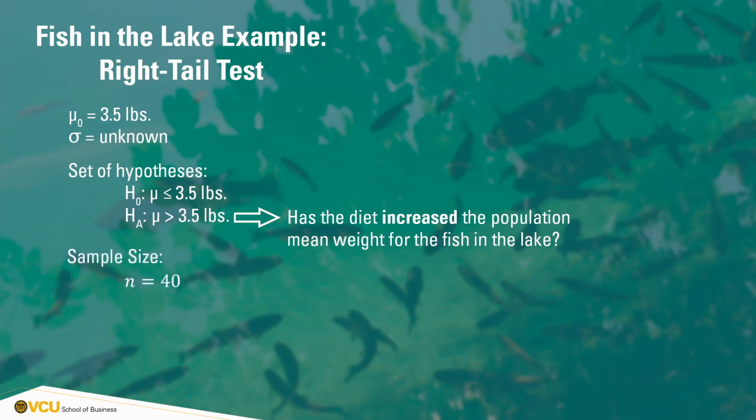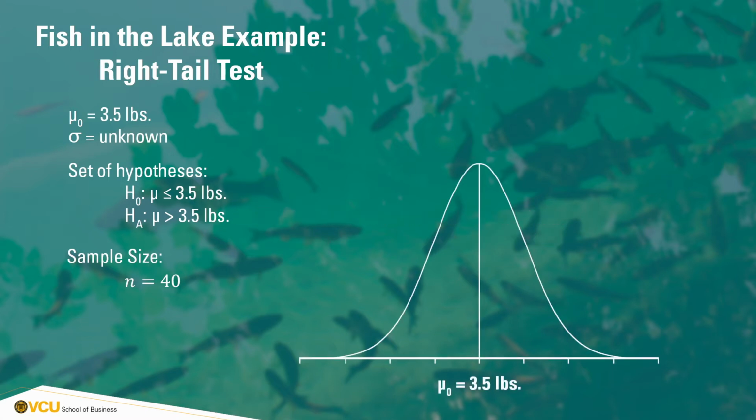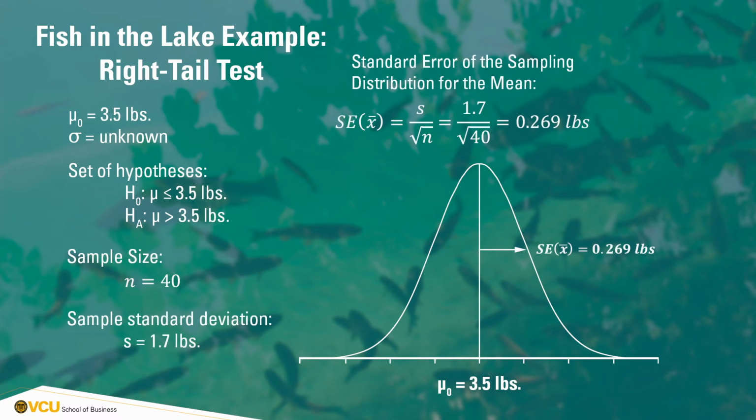Because we collected a random sample of 40 fish from the lake, the central limit theorem applies, and we can describe the sampling distribution for the population mean weight of the fish in the lake as a student's t-distribution centered around the null hypothesis of 3.5 pounds. And with the standard error of the sampling distribution, not the standard deviation, remember that we do not know sigma, which is equal to the sample standard deviation of 1.7 pounds, divided by the square root of the sample size of 40 fish.